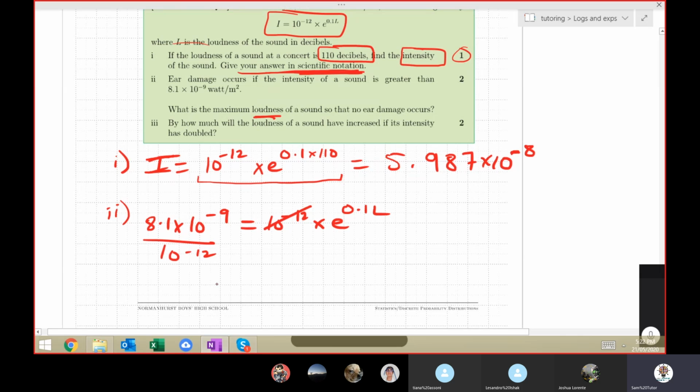I think the answer is negative 9 plus 12 is 3, so 8100. Check it on your calculator. Let me know if that's right while I write this down.